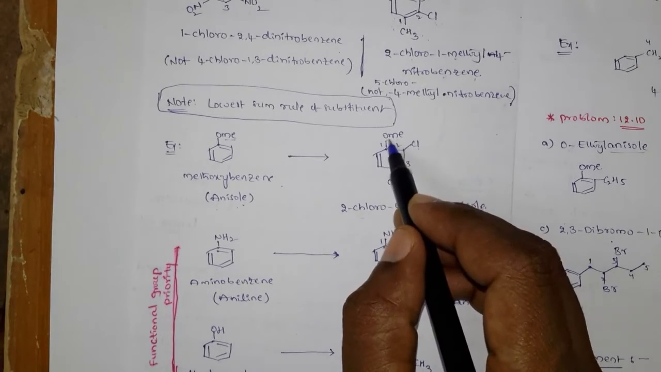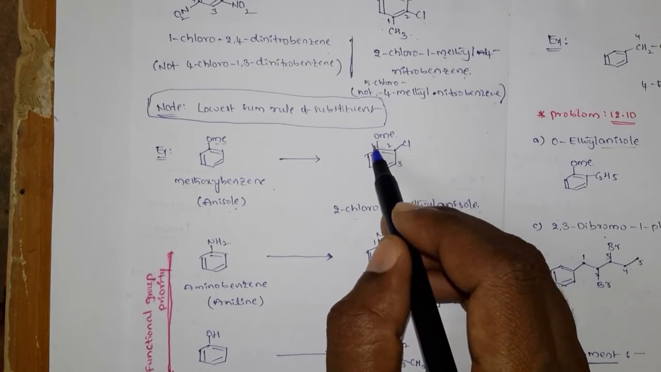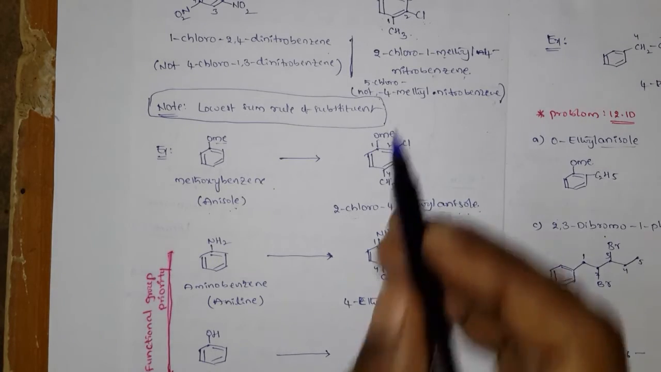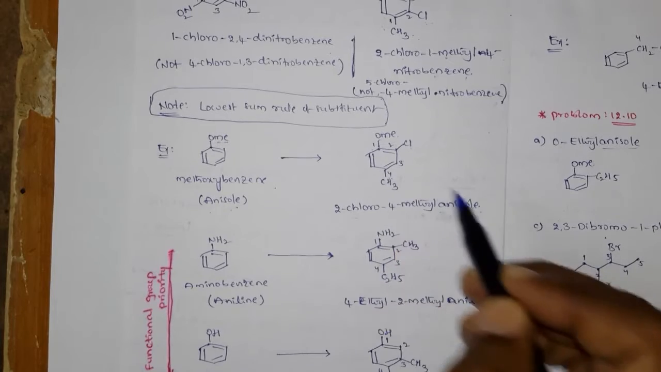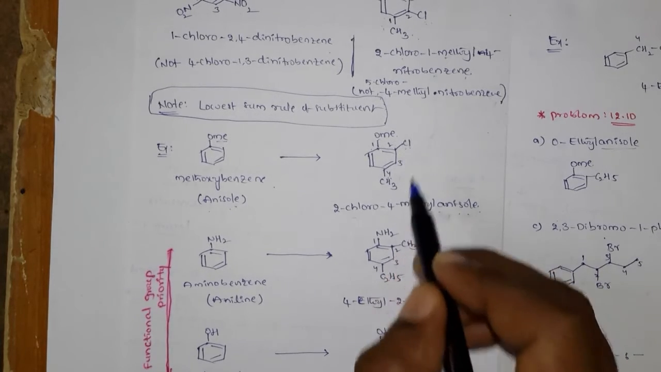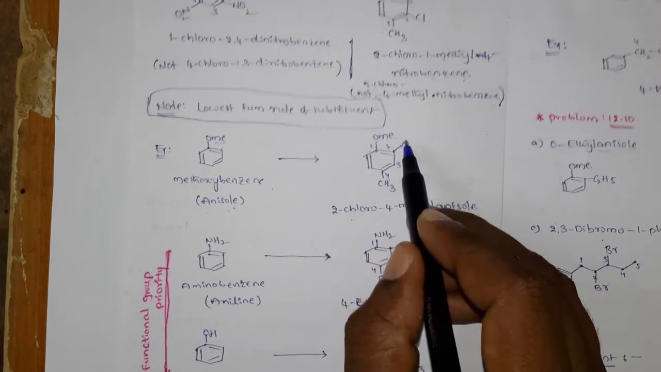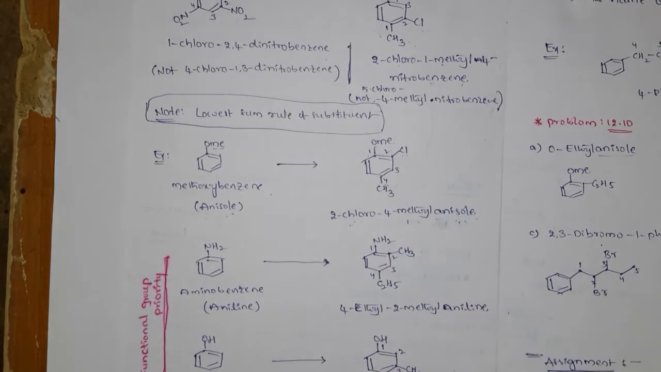Okay, now this is the suffix. Then you have to start the numbering from here. Okay, high priority, OMe has the high priority. So 1, 2, 3, 4. So that it is 2 chloro 4 methyl anisole, because chlorine in the alphabetical order comes first, next the methyl.